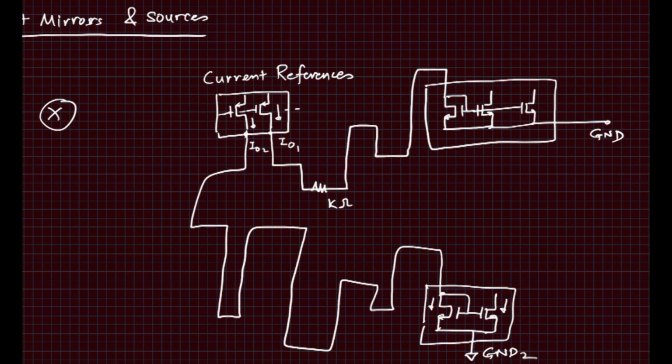Okay, so for example, this would be IO1 that will flow here, and this will be IO2 that will flow over here. And copies of IO1 and IO2 can be made locally and used in that particular circuit. This method works very well on the chip because even though they are physically far apart, you are able to faithfully replicate currents all over the chip.